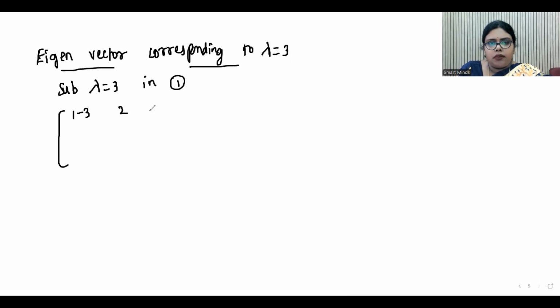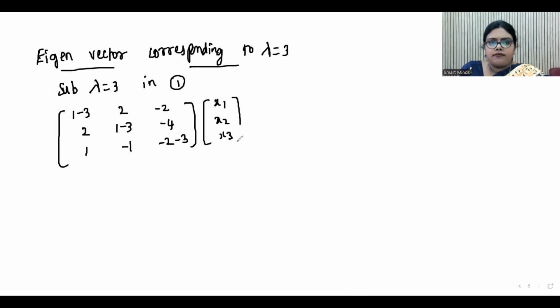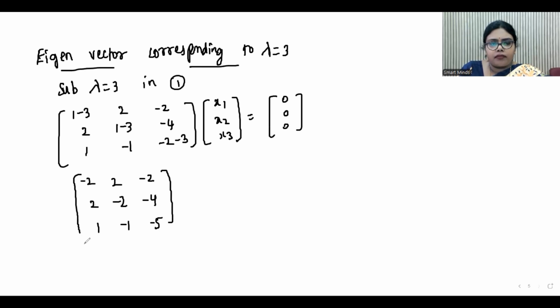1 minus 3, 2 minus 2. 2, 1 minus 3 minus 4. 1 minus 1 minus 2 minus 3 into x1, x2, x3 is equal to 0, 0, 0. So this is minus 2, 2 minus 2. 2 minus 2 minus 4. 1 minus 1 minus 5 into x1, x2, x3 is equal to 0, 0, 0.